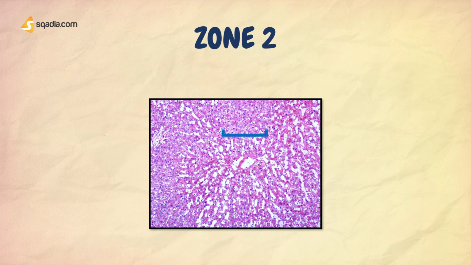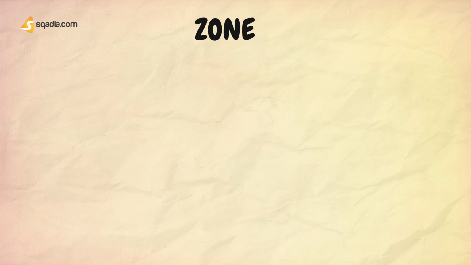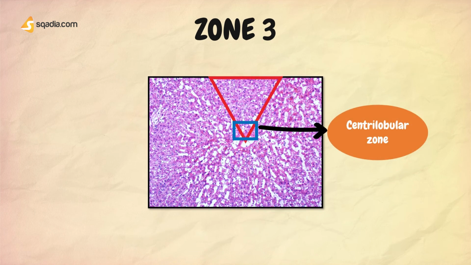Then we have the intermediate zone or transitional zone, which you can visualize in this illustration. Zone 2 is where the hepatocytes receive an intermediate amount of oxygen. Now we are going to learn the last zone, which is zone 3, also known as the centrilobular zone, or the central zone, located away from the periphery, or the shorter axis, but is located closely to the central vein, and hence the hepatocytes receive the least amount of oxygen.